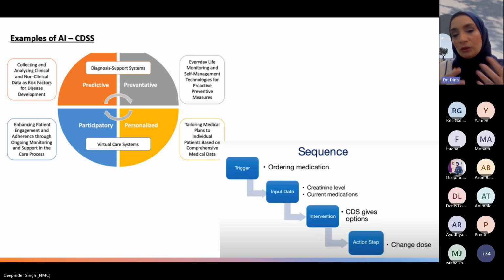And then the doctors will take the action step, or the AI will do it for them, suggesting, would you like me to change the dose? Then you acknowledge it, and the dose is going to be changed. This is one of the sequences that we can use.